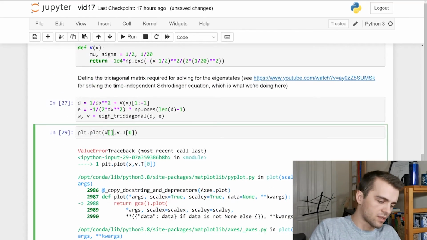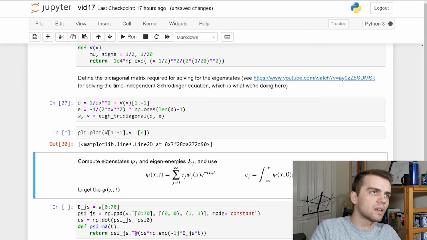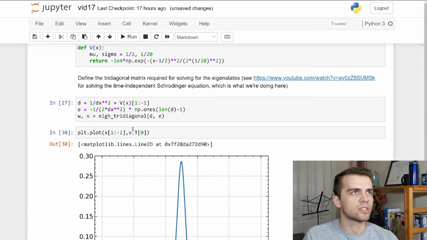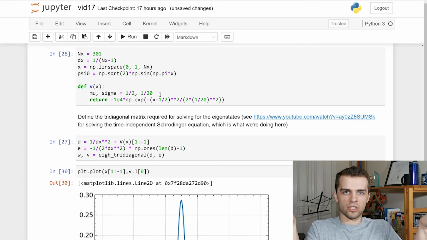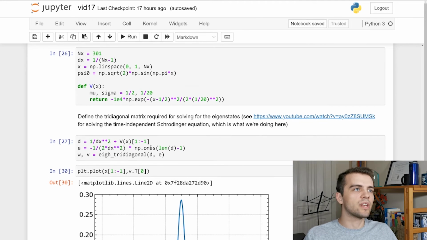And I need to make sure that I go like this because, of course, the way I solve it here is I don't include the first and last point because they're both equal to 0. Again, that's discussed in this video.